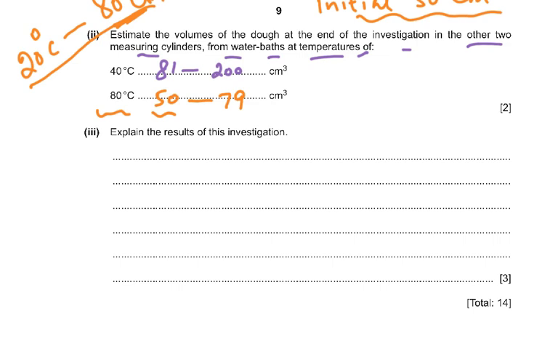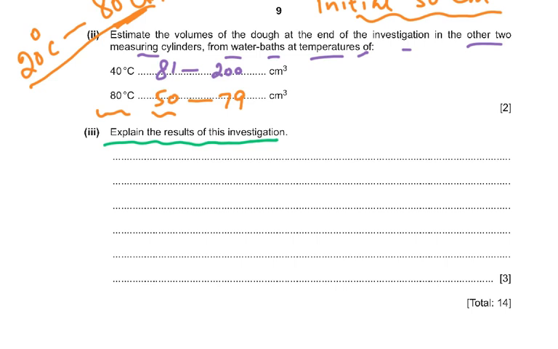Now coming to part 3, explain the results of this investigation. Well, that's very easy. What was being produced? Carbon dioxide was being produced. That's why the volume started to rise. And why? Because the enzymes were working. And 20 degrees Celsius is less kinetic energy, so fewer collisions. 40 degrees more kinetic energy, more collisions. Maybe it's the optimum temperature.